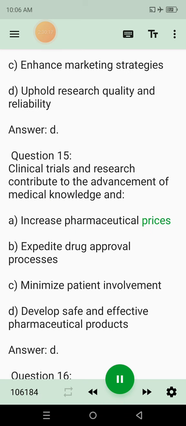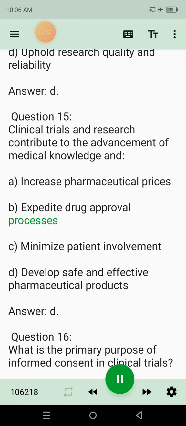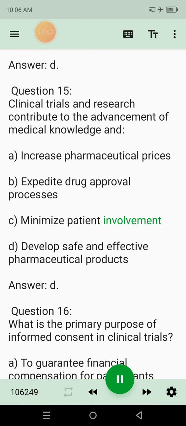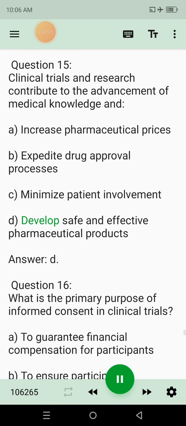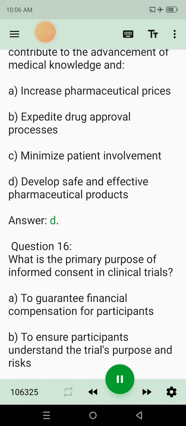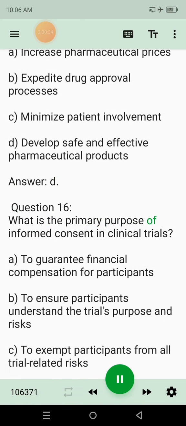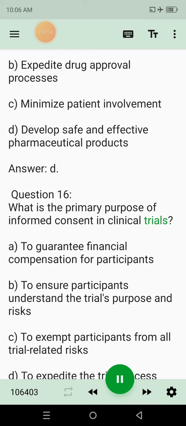Question 15. Clinical trials and research contribute to the advancement of medical knowledge and: A. Increase pharmaceutical prices. B. Expedite drug approval processes. C. Minimize patient involvement. D. Develop safe and effective pharmaceutical products. Answer: D.